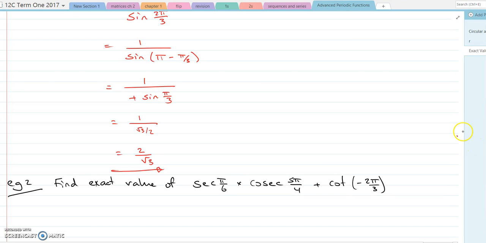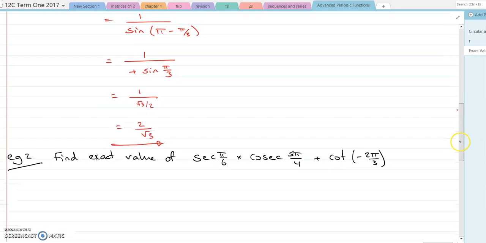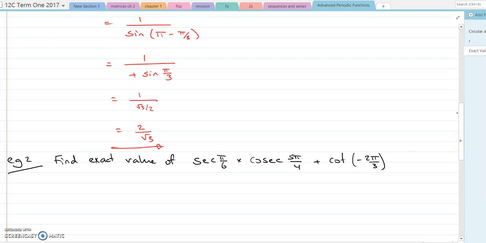Alright, next example. Exact value of this messy looking thing. We've got a times and a plus, so let's just go through one at a time. This first one, secant, is 1 over cos of pi over 6. Times cosecant, which is 1 over sine of 5 pi over 4. And we're plussing cotangent, which is 1 over tangent of negative 2 pi over 3.